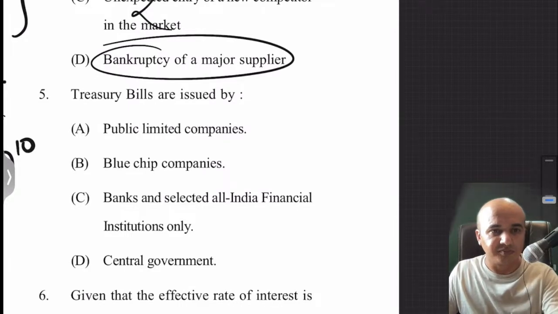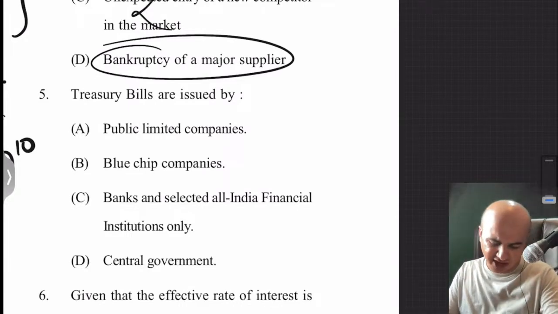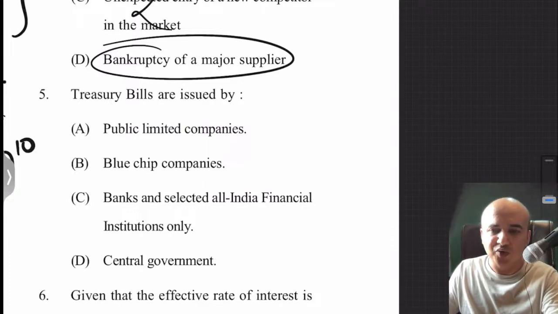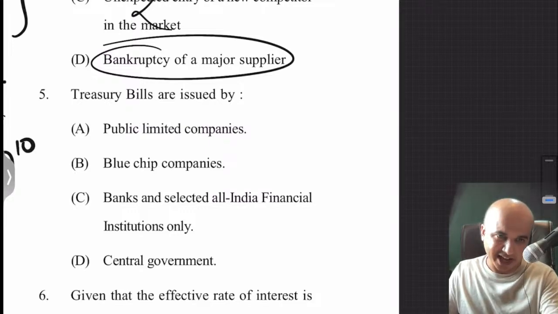Next. This is actually easy. I don't even have to explain this. Let me see if you can answer. I'll just wait for a few seconds before you answer this. Treasury bills are issued by dash.